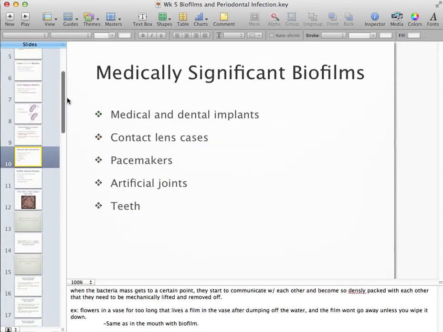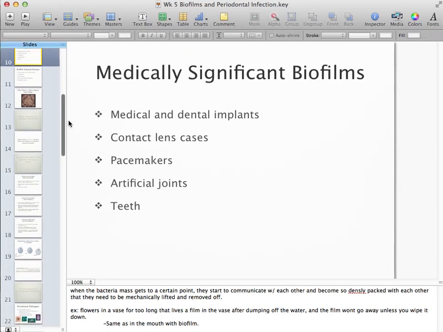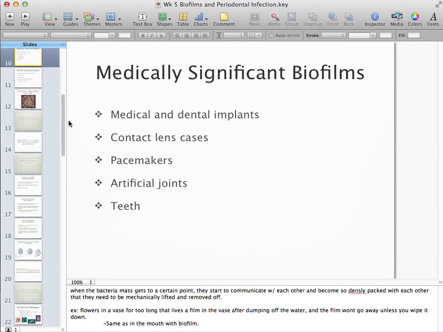Alright, medically significant biofilms. Medical and dental implants, contact lens. Okay, I see what this is saying. So these are areas where you can develop a biofilm. You could have them on dental implants or implants in your body, contact lens cases, pacemakers, artificial joints, and teeth.